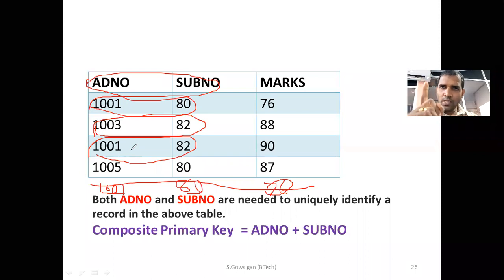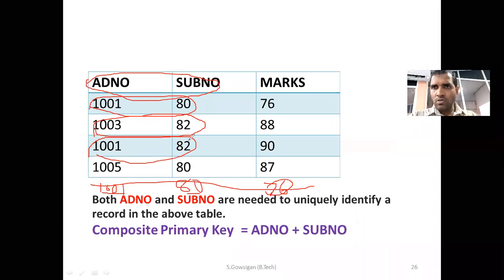But primary key is a single field used to identify every record. But composite primary key is two or more fields, right? Two or more fields able to identify each record is called composite primary key. But in this table, admission number is not used for identifying each record.